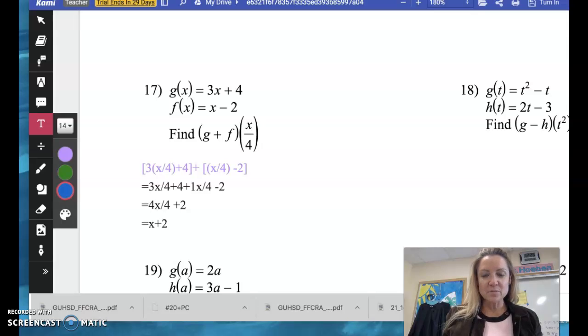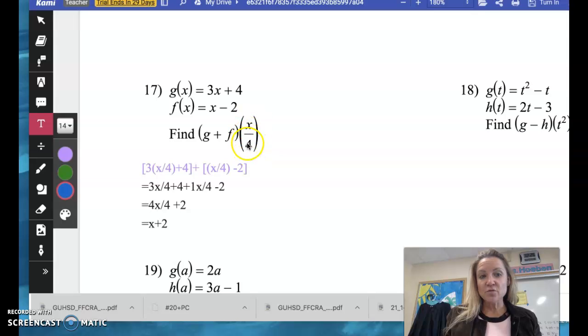So this is assignment number 20 in pre-calculus, problem number 17. They want you to take this x over 4 and plug it in to G where you see the x and F where you see the x, and then add those two together. Okay, so this first step is just me plugging it in.